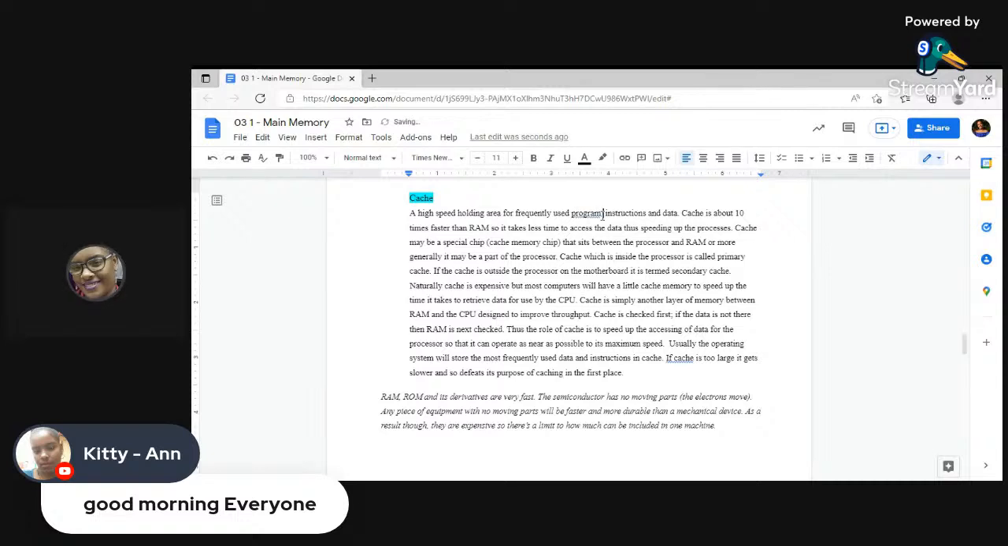Cache is about 10 times faster than RAM and it takes less time to access, again, because of its location, right? It's not just the fact that it is located further from the processor, it's its location, that is why it is easier to access. Cache may be a special chip that sits between the processor and RAM, as I said before.